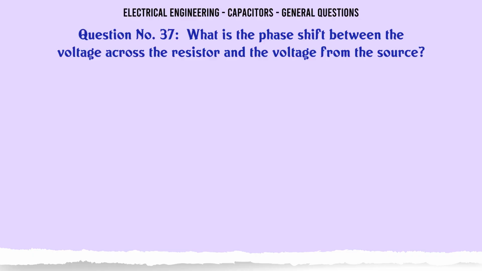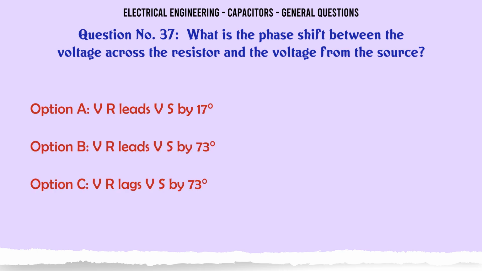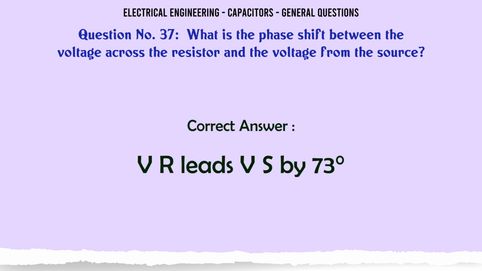What is the phase shift between the voltage across the resistor and the voltage from the source? A, VR leads Vs by 17, B, VR leads Vs by 73, C, VR lags Vs by 73, D, VR lags Vs by 17. The correct answer is VR leads Vs by 73.